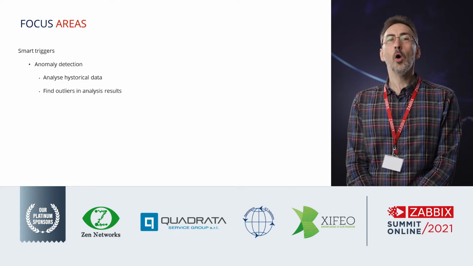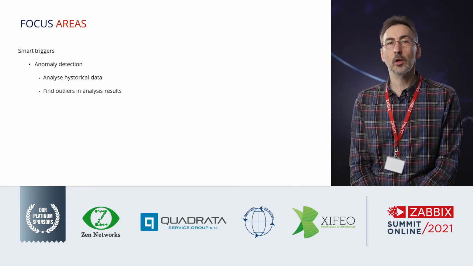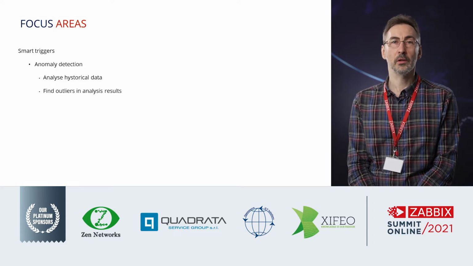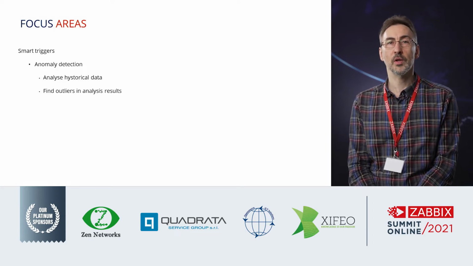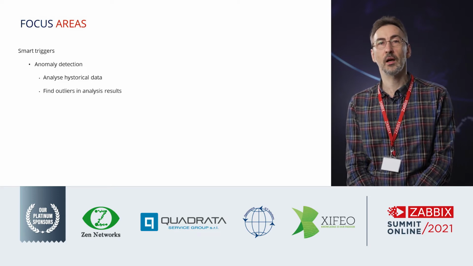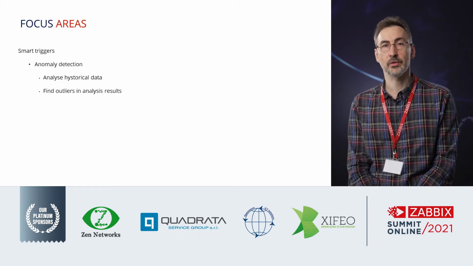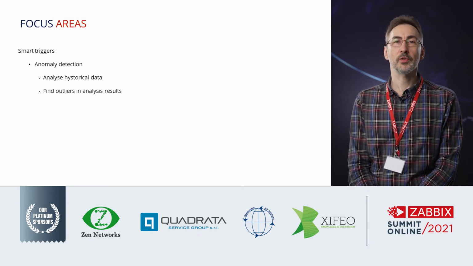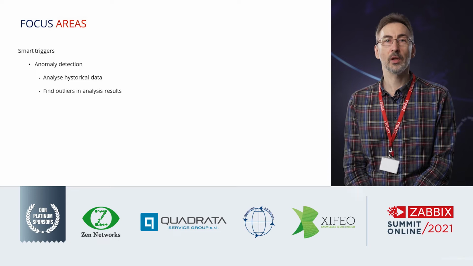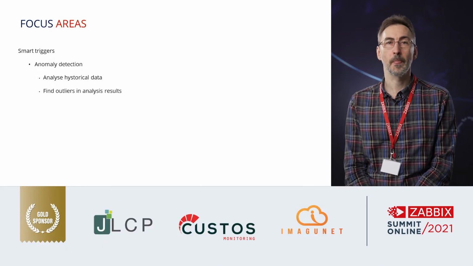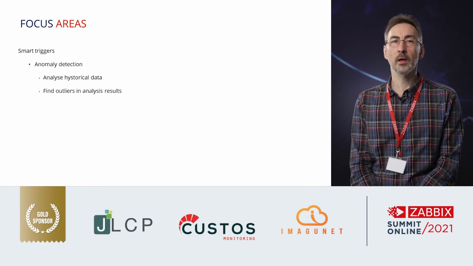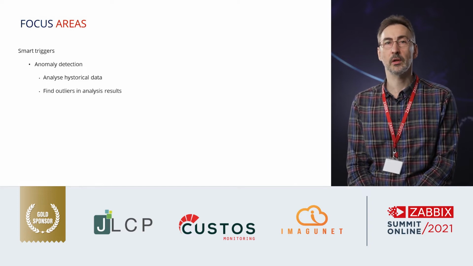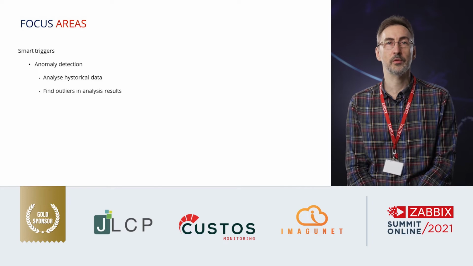So, our main goal is to provide automated alerting, or smart triggers if you will, that can analyze historical data and answer the question whether there are values that are not as normal as the others. There are two main directions for such analysis: anomaly detection and baseline monitoring. Anomaly detection works by going through the historical data and finding outliers, values that are located too far from the rest of the dataset.